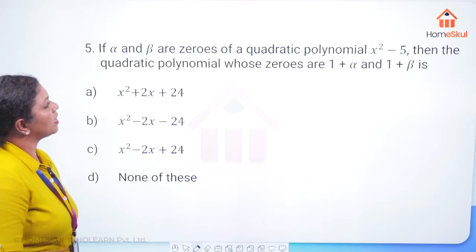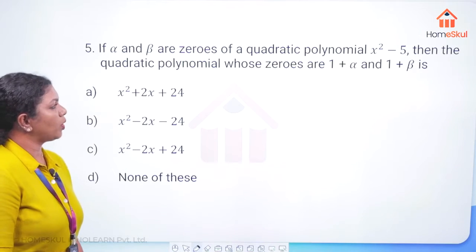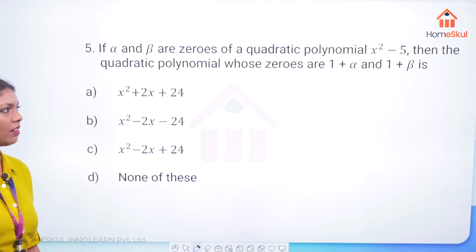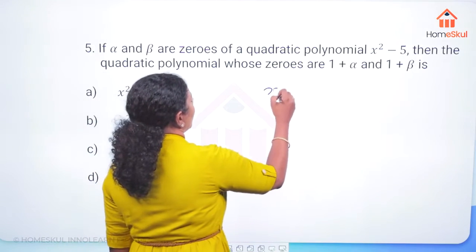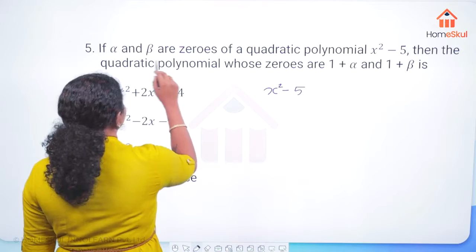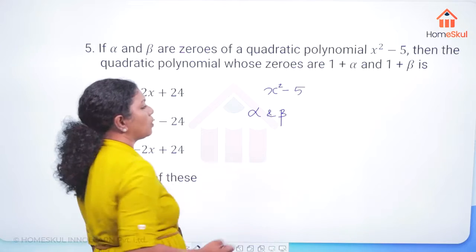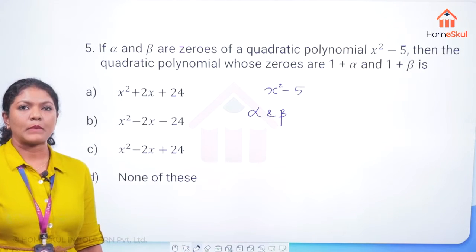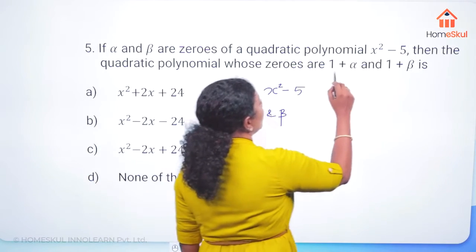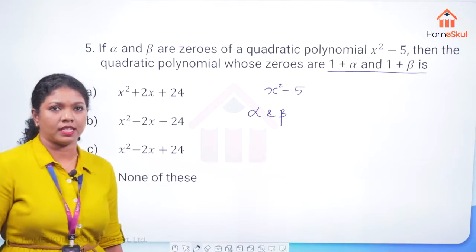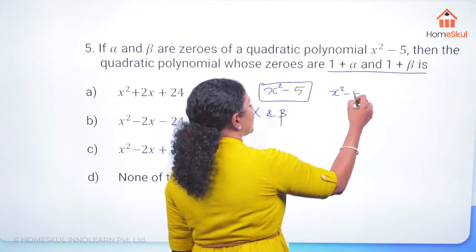Alpha and beta are zeros of a quadratic polynomial x square minus 5. Then the quadratic polynomial whose zeros are 1 plus alpha and 1 plus beta is... Okay, so we have a quadratic polynomial x square minus 5, and alpha and beta are the roots. We need to find the polynomial whose roots will be 1 plus alpha and 1 plus beta. How will you find the roots? We can write x square minus 5 is equal to 0.